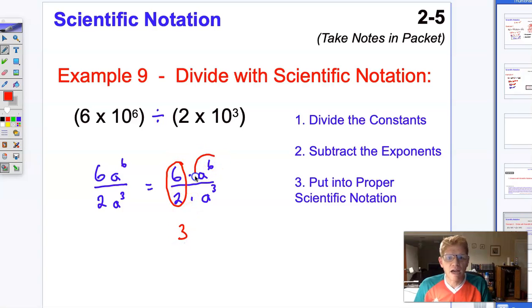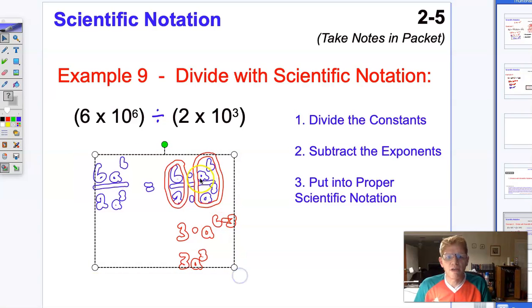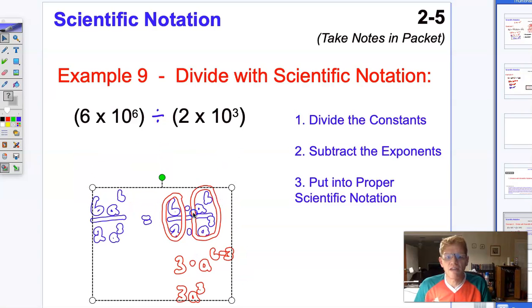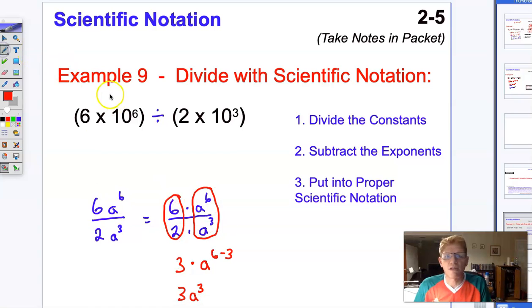So we divided our constants. And then when we divide our exponents, you'll remember the rule was we simply subtract those. So we would get 3 times a to the 6th minus 3, or 3a to the 3rd. Now hopefully that looks familiar to you. Let's apply that same process to the problem we have to deal with here in scientific notation, because again, scientific notation is really just working with exponents.